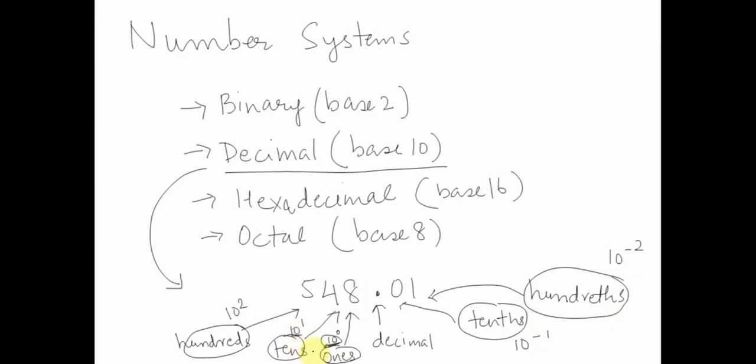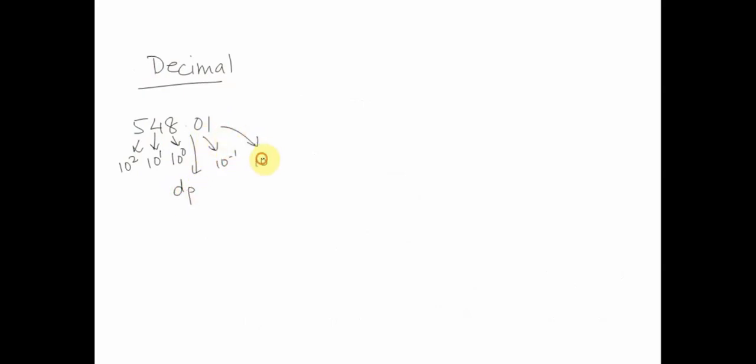Correct? Similarly, now if we have to talk about the binary number system, let me quickly go on to another file. This is something we mentioned on decimal; let me quickly recapture it. If we have something like 548.01, this is 10 raised to power 0, 10 raised to power 1, 10 raised to power 2. This is base 10. This is the decimal point. This is 10 raised to power minus 1, 10 raised to power minus 2.